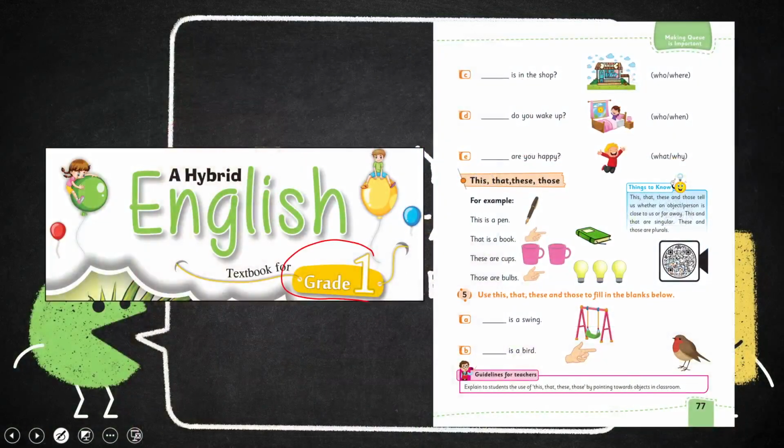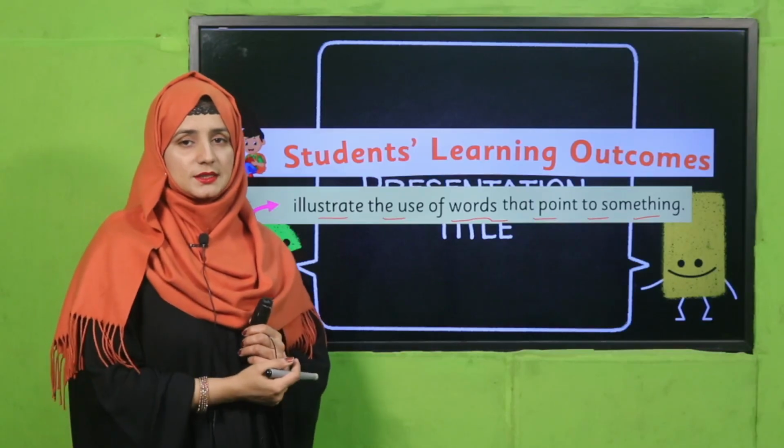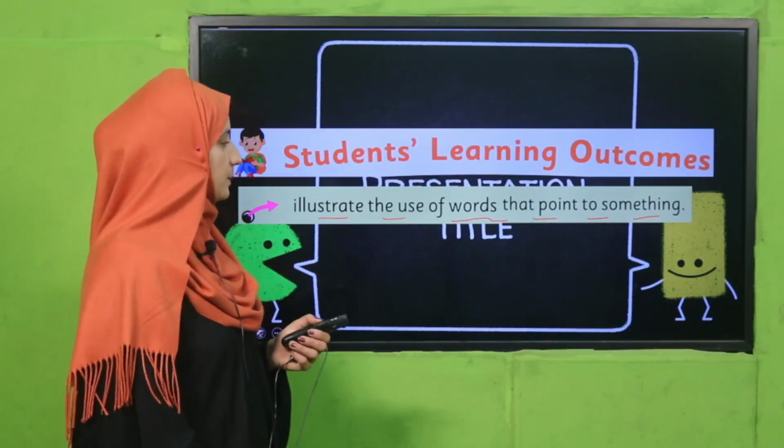Before, in English for grade 1, my dear students, we already learned about the use of this, that, these and those on page number 77. I hope you remember it. If you do not, you can watch this video lecture again, and today we are going to learn further about it. Illustrate the use of words that point to something, that is, which words we use to point to things. Okay, so today we will learn about that.